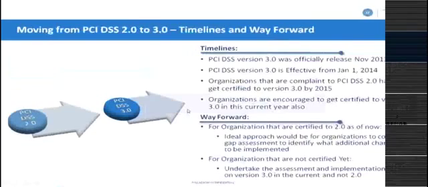3.0? We have seen the highlights of the changes that we have discussed in the slides before. There would be some amount of assessment that an organization would have to take up to understand where they stand as against the new version. This can be done internally, provided the internal resource is aware of the changes and what version 2.0 and version 3.0 state. But the way forward would be to conduct a gap assessment to identify if there are any gaps.